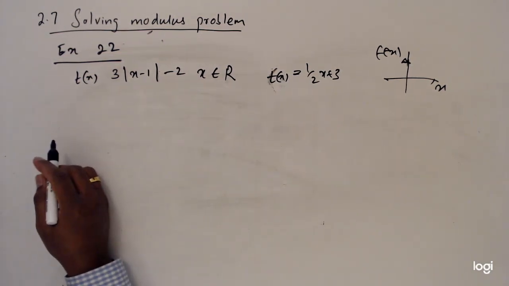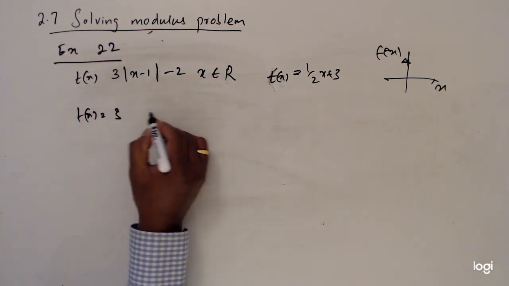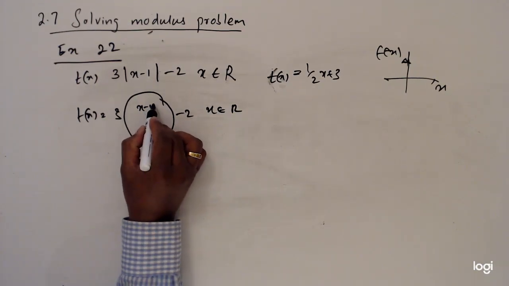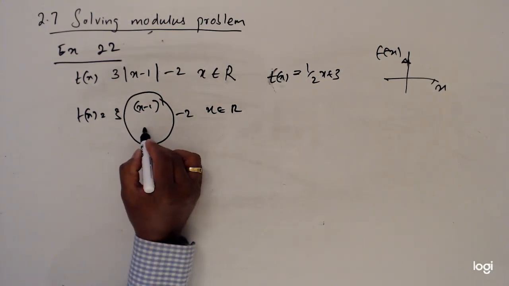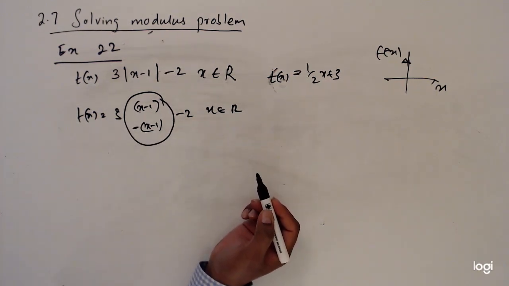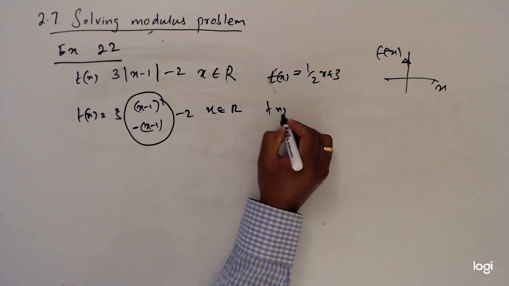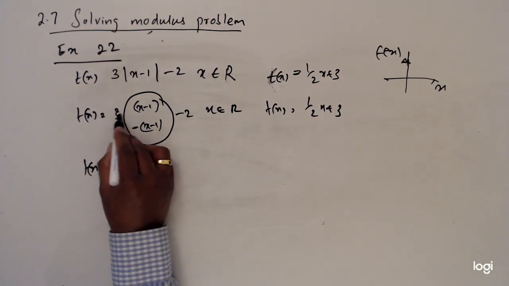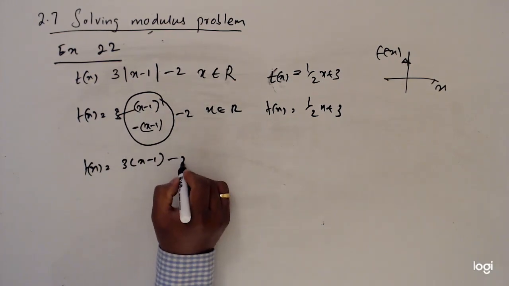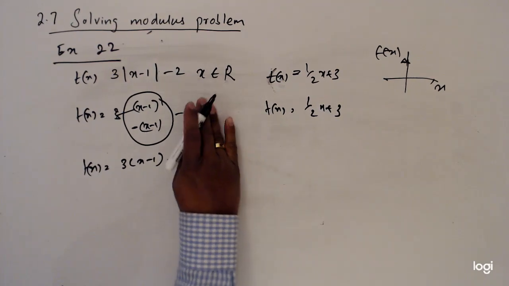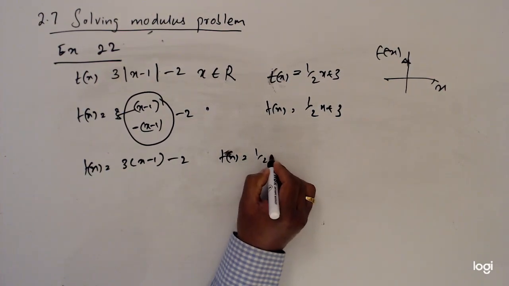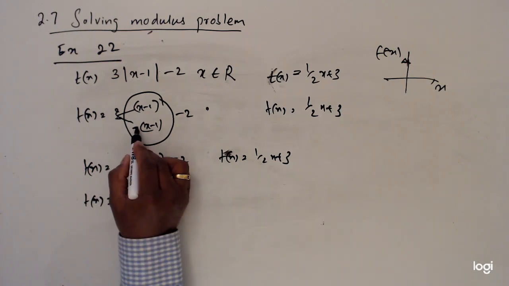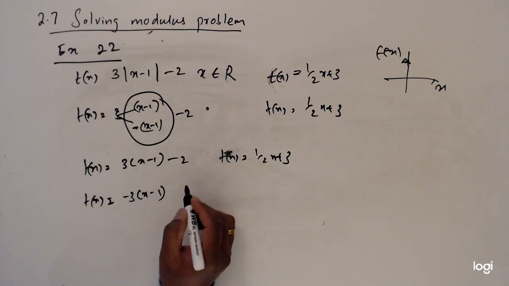Now dx equal 3 times, when you take this mod out, we have to write two options. One is x minus 1, I'll write in a bracket, and the other one is the minus value of it, and we have to solve this one. So then we have two equations: dx equal 3 times x minus 1 minus 2, and dx equal half of x plus 3. The other option, dx equal 3 times minus x minus 1 minus 2.